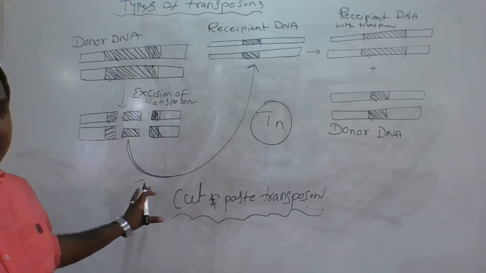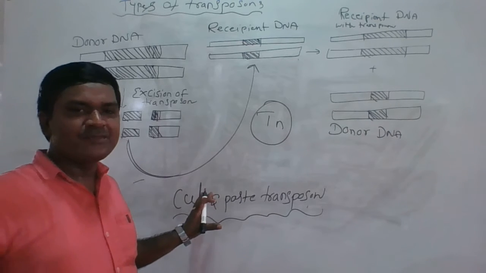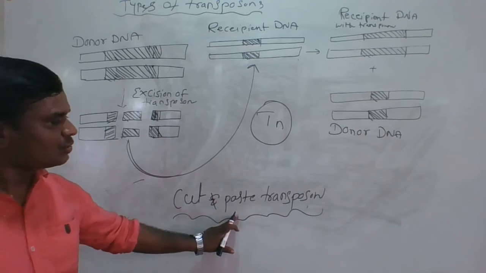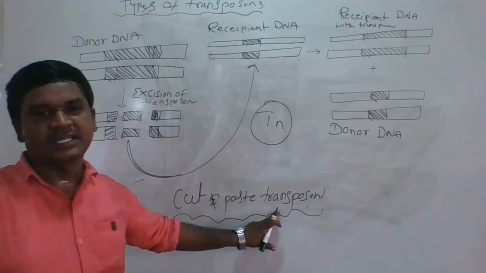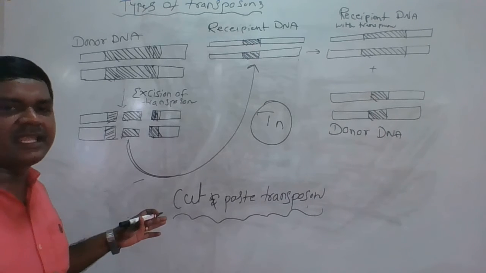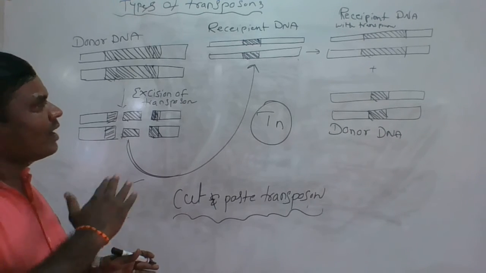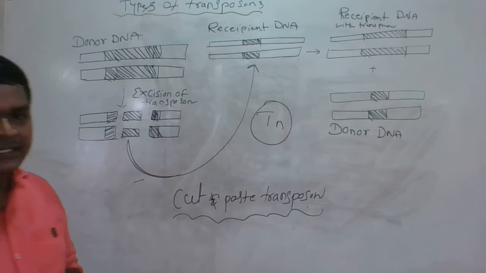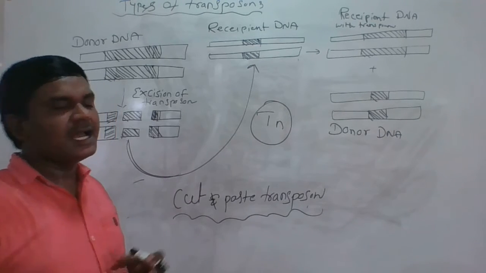So this is one of the three types of transposons, that is called cut and paste mode of transposons. In this type of mechanism, how transposons jump from one place to another place, we can see clearly. If you listen carefully, you will understand easily.